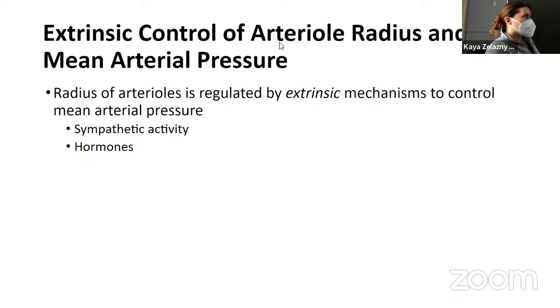So the extrinsic mechanisms for controlling our mean arterial pressure, because we can control the radius of the arterioles and thus the total peripheral resistance, are going to be through sympathetic activity, so from that sympathetic branch of our autonomic nervous system, and from associated hormones. There are a number of hormones we'll talk about. Mainly, we're going to focus on the norepinephrine from the sympathetic nervous system and the epinephrine from the adrenal glands, but there will be a couple other hormones at the end that also play a role. Most of those we'll come back to in our renal section, our section on the kidneys.